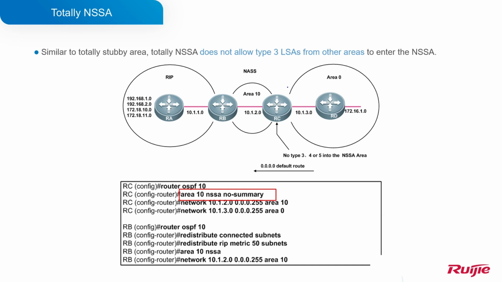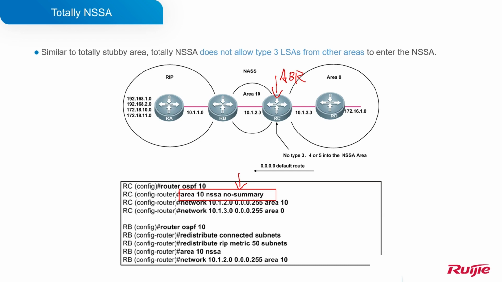And if we set an area to become the totally NSSA area, we can see the command is area 10 nssa no-summary, right? Follow this command. Of course, we also have to set the no-summary command on the ABR device. It's the same as the totally stub area, right? And here for the RC device, we enter the OSPF process and set area 10 to become the NSSA area and then add no-summary. It means this area can't receive the detailed type 3 LSA information.